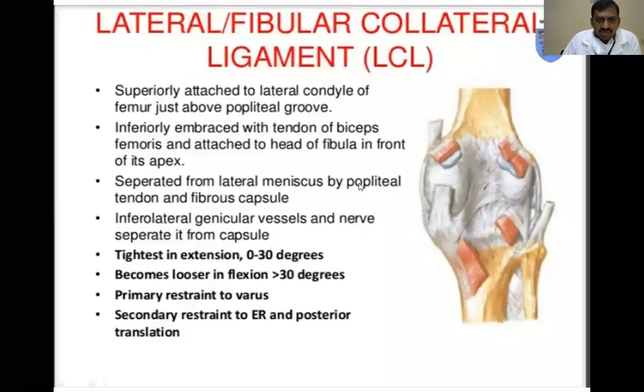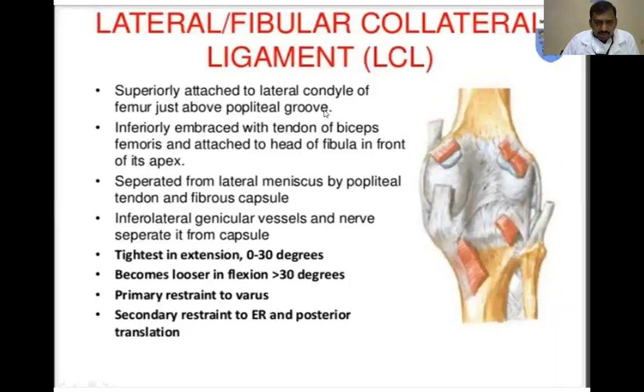Next, the lateral collateral or fibular collateral ligament. Superiorly it is attached to the lateral condyle of the femur just above the popliteal groove. Inferiorly it embraces the tendon of the biceps femoris and is attached to the head of the fibula in front of the apex. It is separated from the lateral meniscus by the popliteal tendon and fibrous capsule.